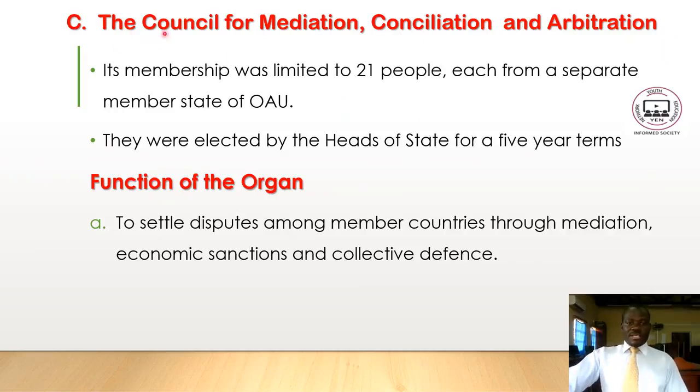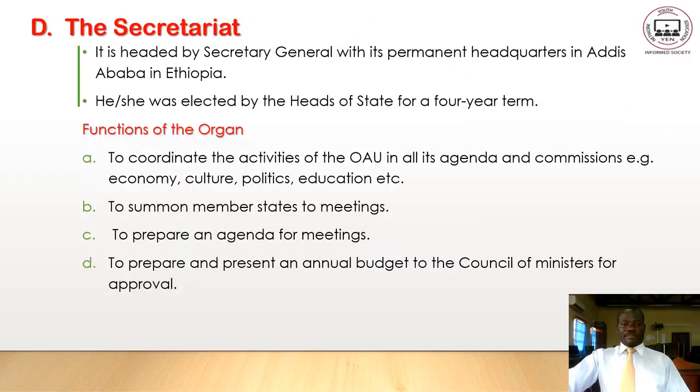Then there was also the Council for Mediation, Conciliation, and Arbitration. Its membership was limited to 21 people, each from a separate member state of the OAU. They were elected by heads of state for a 5-year term. The function of this council was to settle disputes among member countries through mediation, economic sanctions, as well as collective defense. So they were there to do such issues.